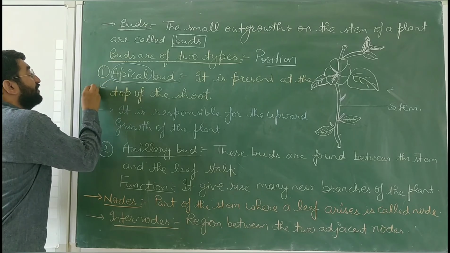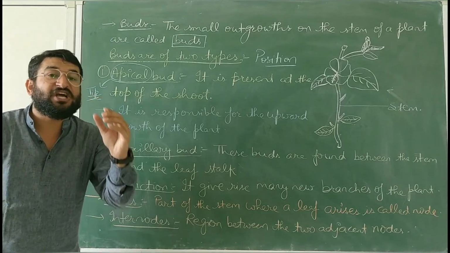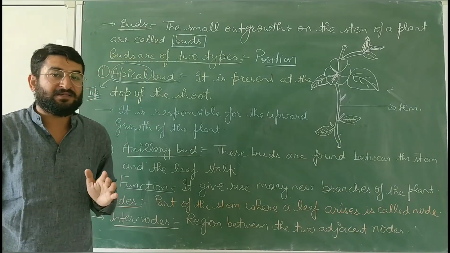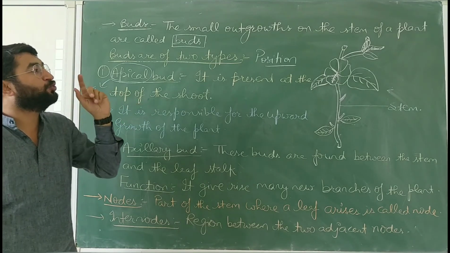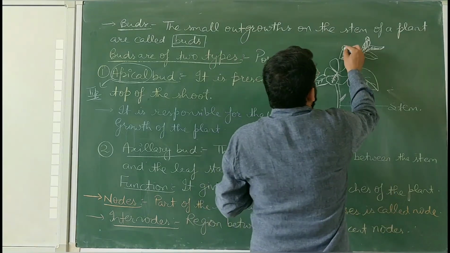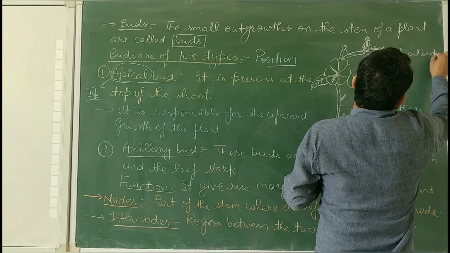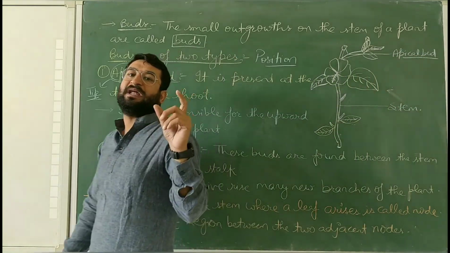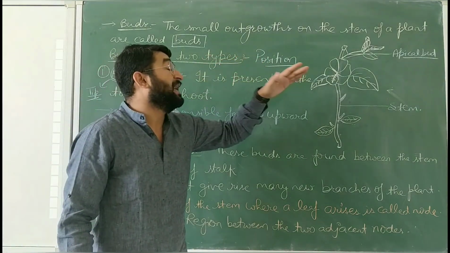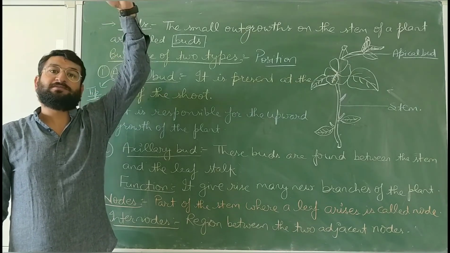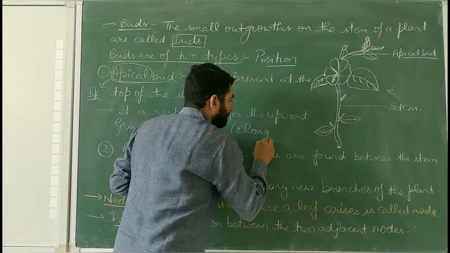Apical means tip, बिल्कुल tip. The buds which are present at the top of a plant is known as apical bud. एक बच्चे बड जो शूट के बिल्कुल टॉप पर होगी, like this. This is apical bud. Tip of the shoot पर है. That kind of bud is known as apical bud. This bud helps in the upward growth. This bud helps in the elongation of plant.